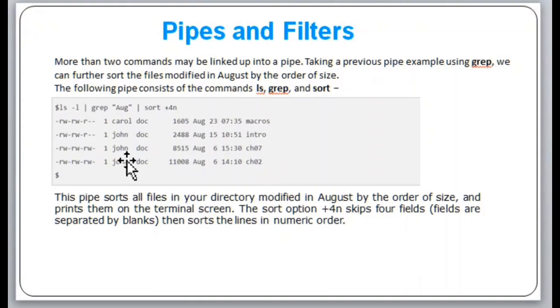You see that here. So this pipe sorts all files in your directory modified in August by the order of size, and then prints them on the terminal screen. The sort option +4n skips 4 fields. Fields are separated by blanks, and then it sorts the lines in numeric order. Again, we're going to be covering pipes and filters much more in depth in our next course, Intermediate Linux. So no need to worry about it too much right now.